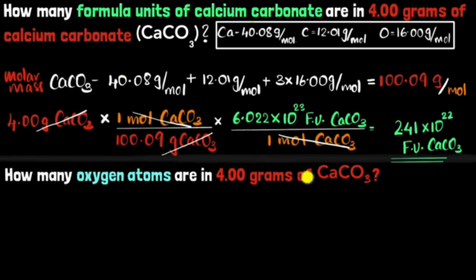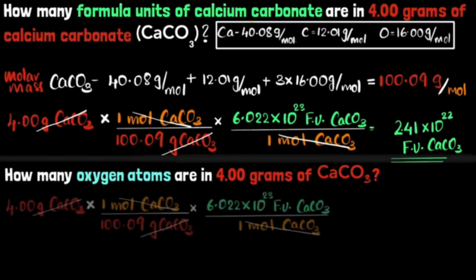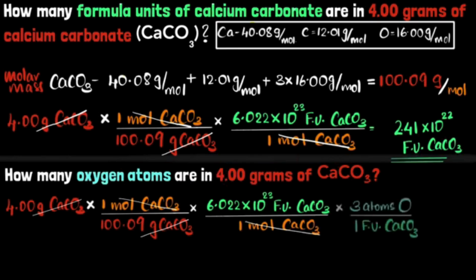3 times this much. But again, if this was asked to us to do it from scratch, how would we do it? Well, we'll start from here. So we'll do all of this. So let me just copy and paste that over here. And then we'll have one more conversion factor that'll help me cancel out formula units and have oxygen atoms. So over here, I would need oxygen atoms in the numerator and formula units of calcium carbonate in the denominator. How many oxygen atoms do I have per formula unit of calcium carbonate? 3. So my last conversion factor would be 3 atoms of oxygen per formula unit of calcium carbonate. This cancels out. And I'm done.